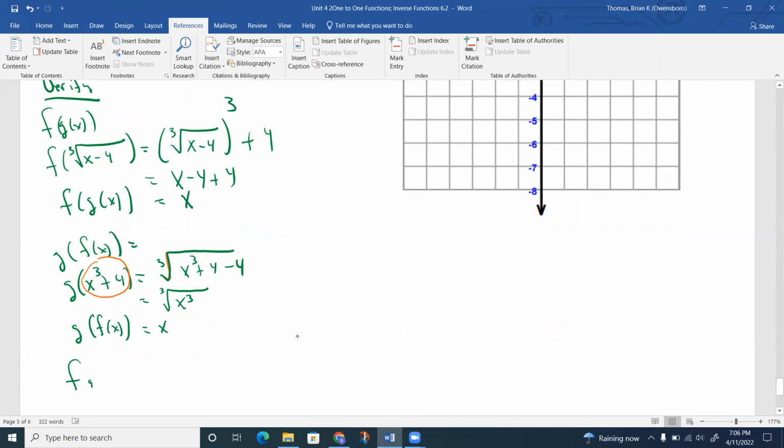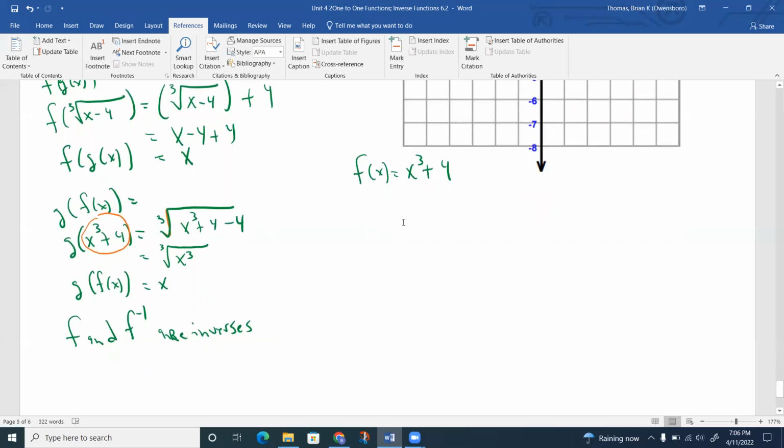So f and its inverse really are inverses. So to graph this, I'm going to again look at f of x equals x cubed plus 4. You should recognize this as a snake that's been shifted 4 places up. So really, to graph this, I need to understand x cubed.